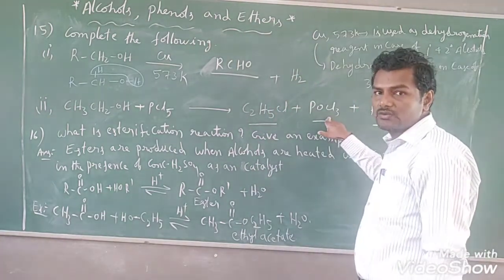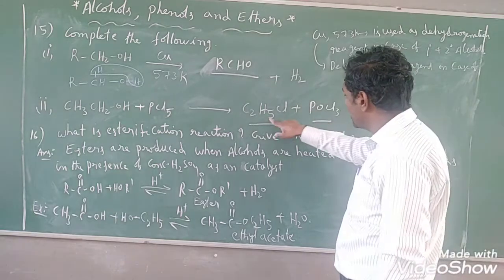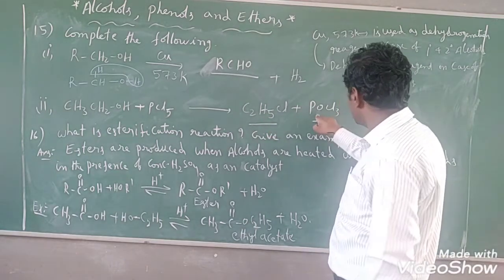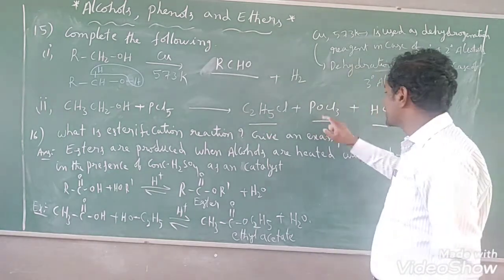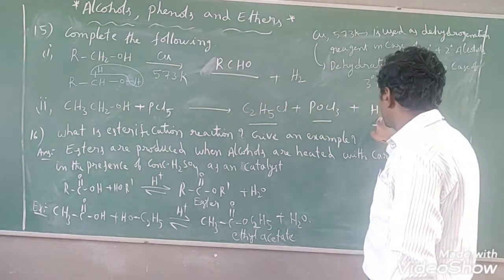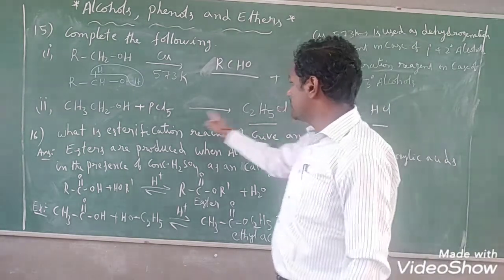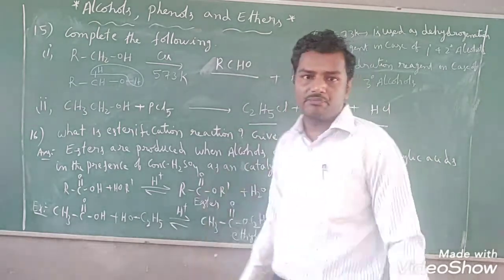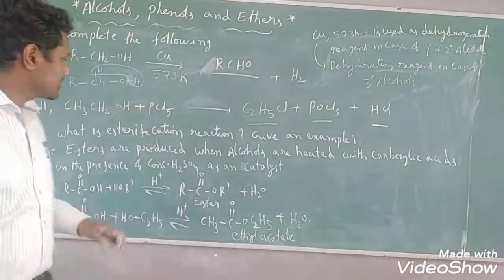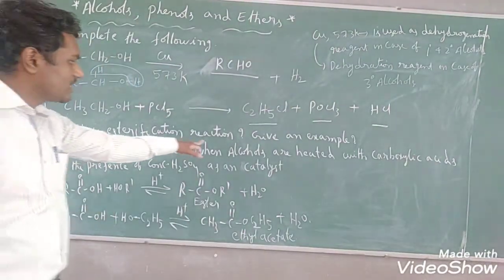The byproduct is phosphoryl chloride, POCl3, and HCl. Here the byproduct is also very, very important. Sometimes they ask for this, and sometimes they give this. You can observe this is the balanced equation. Okay. And then the next question: what is the esterification reaction?